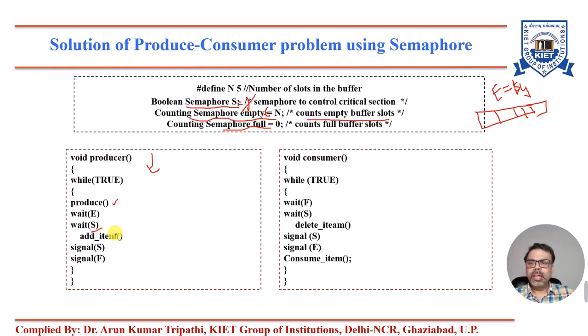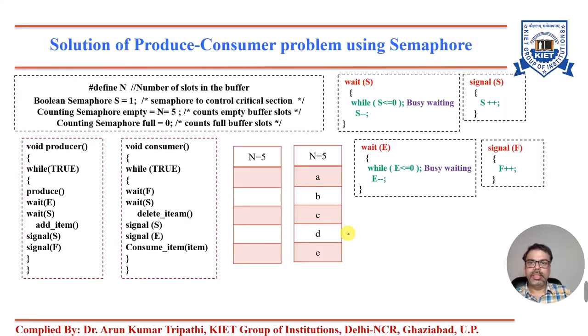Here I am giving only the code. It will add an item, then signal the semaphore, and then signal full. How it will take place, let us see. Similarly, at the consumer end, it will wait for full, then wait for semaphore S, and delete an item. Then it will signal S, and at the last it will signal empty. How it will take place? Let us see in the next slide.